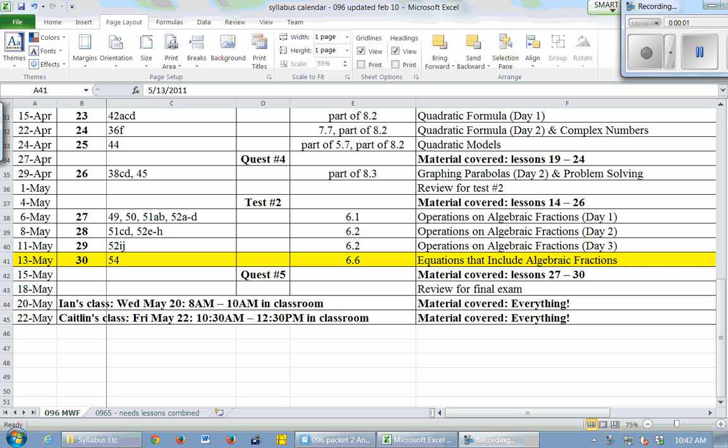Today is our last new lesson of the semester. We're going to talk about equations that have algebraic fractions in them.